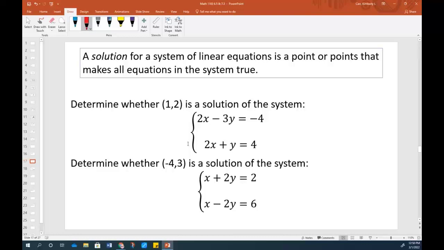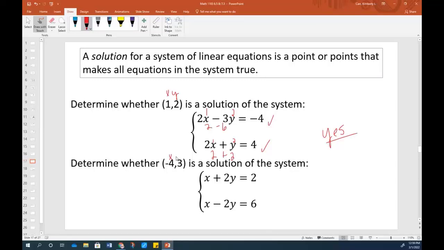So here you have some homework problems where they don't actually ask you to solve it yet. They just ask you, is it a solution? So a solution makes everything true. So what you want to do is substitute. So if this is 1, 2, and that's your x, y, you're going to put in a 1 and a 2 for the x and y and see does it work. So this equation, 2 times 1 would be 2, 3 times 2 would be 6, and 2 minus 6 is -4. 2 times 1 is 2, plus 2 is +4. If it works in both of them, the answer is yes.